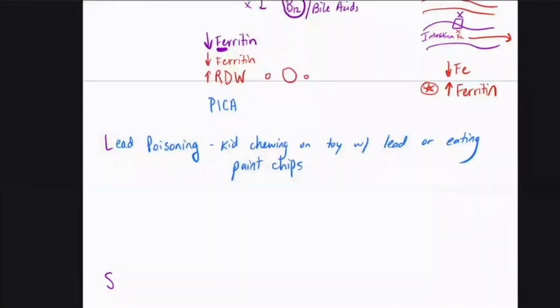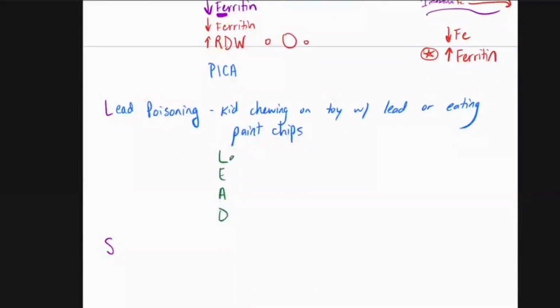The mnemonic for lead poisoning is actually LEAD, so that makes it easy. The L stands for lead lines. This is if you check the part of the bone called the metaphysis. I'm going to just draw out a bone here. You have the metaphysis, and you're going to get lines on the metaphysis.